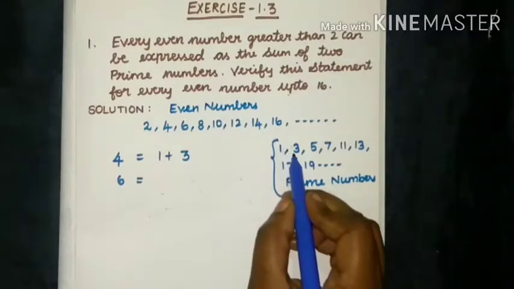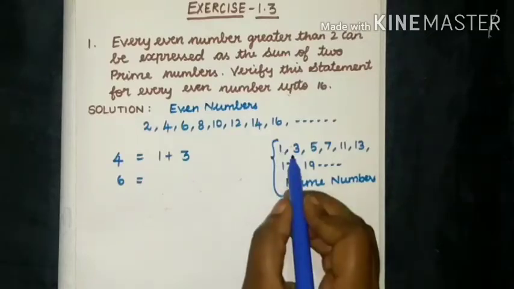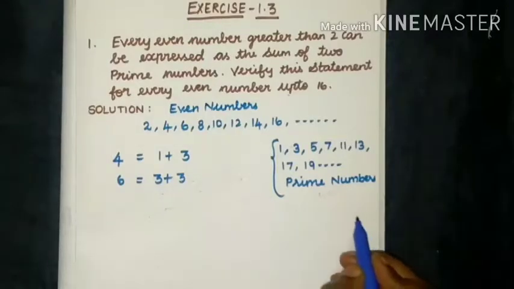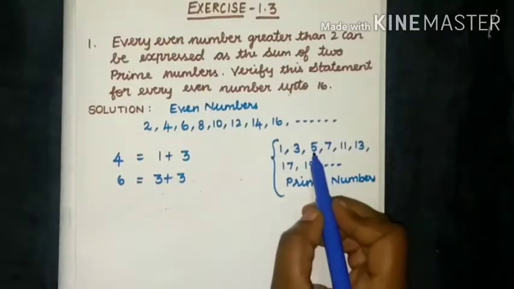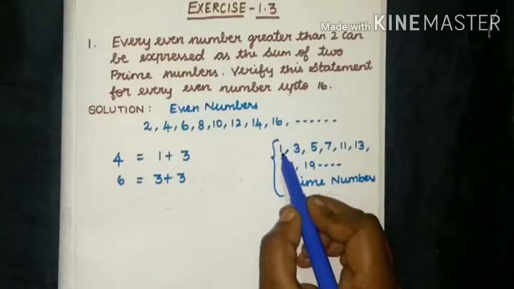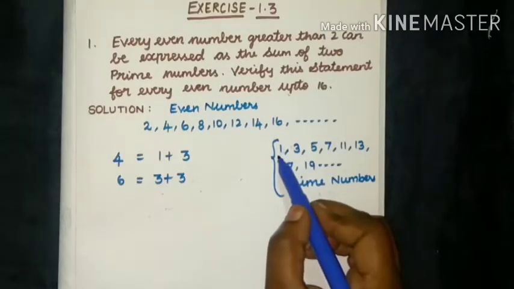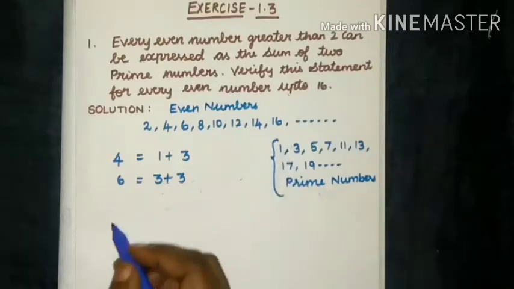See, 3 plus 3 is 6. Here 3 is a prime number. 3 plus 3. You can add like this also. 5 plus 1. 5 plus 1 is 6. 5 is a prime number and 1 is also a prime number.